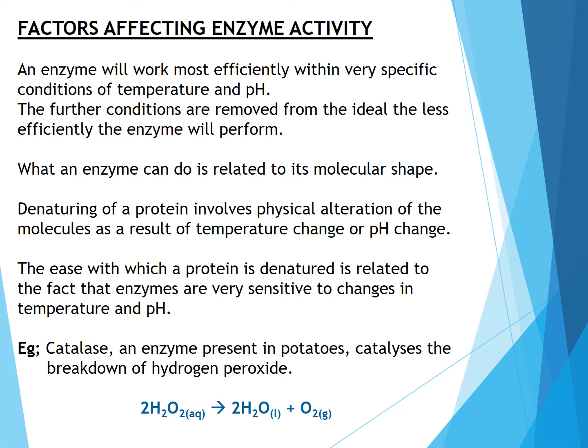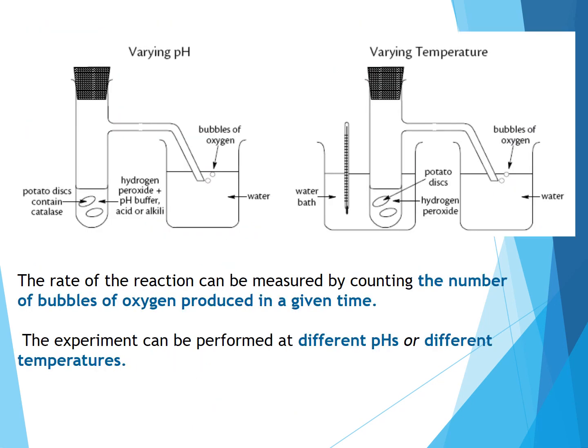pH is also another factor. Some enzymes work best in acidic conditions. Others work best in alkaline conditions. So for example, catalase, which is an enzyme present in both potatoes, celery, and the liver within your body, which helps to break down the toxic hydrogen peroxide, is an example of this.